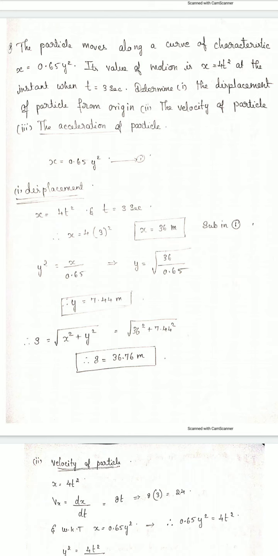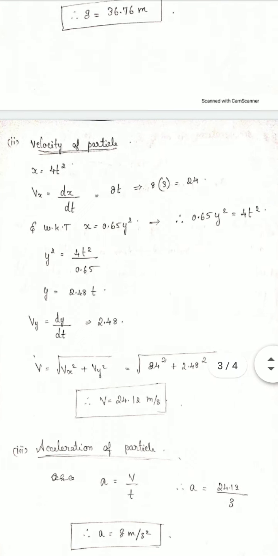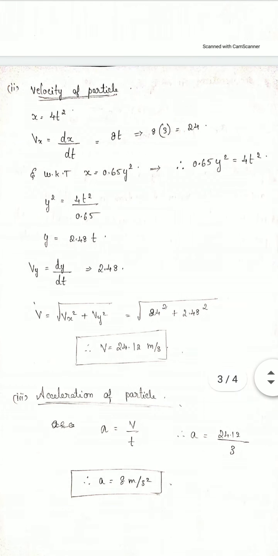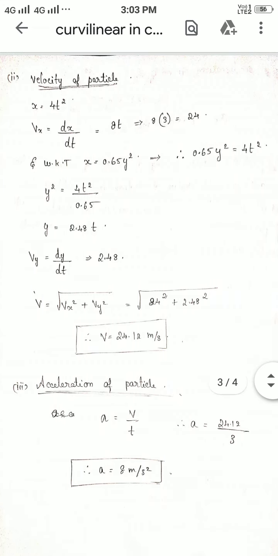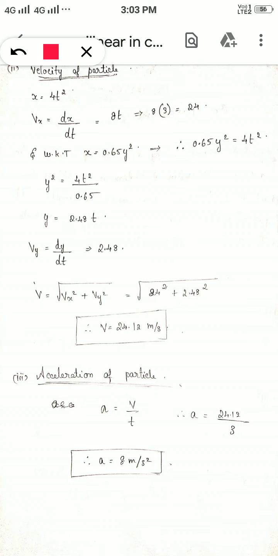Then goes to the second part. What they have asked for in the second part is the velocity of the particle. To find the velocity of the particle, we already know x is equal to 4t square. This is given in the question. So how to calculate your Vx? Vx will be calculated like Vx is equal to dx divided by dt.